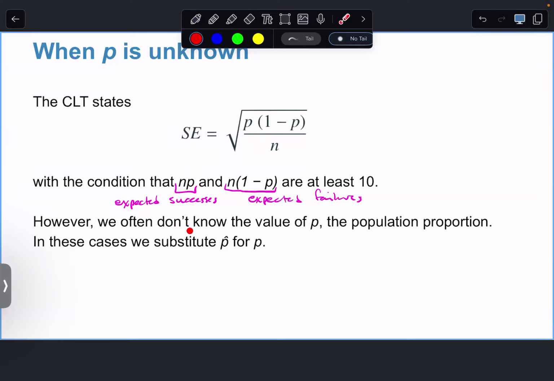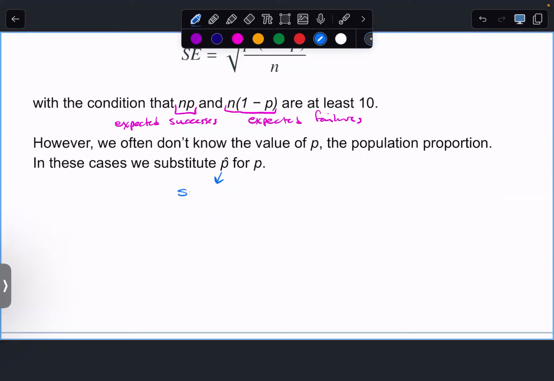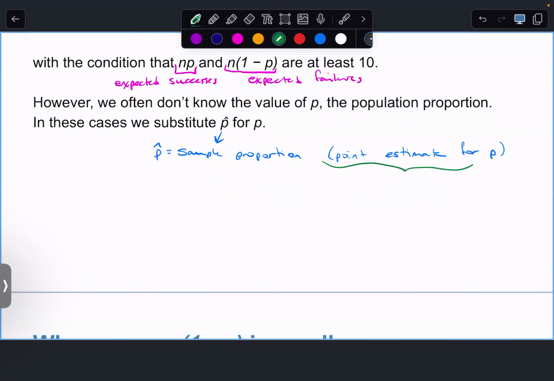However, we often don't know the value of P, which is the population proportion. In these cases, we just take my best guess for what P is, P hat, right? And so here, P hat is the sample proportion, which is my point estimate for P. Or I like to think of it as my best guess at what P is. Our best guess for P. That makes sense. I don't have a P, so I'm going to use my best guess, which is my P hat.